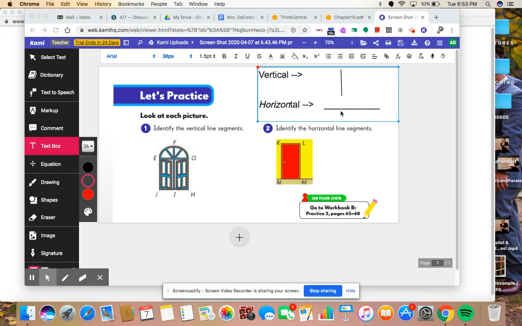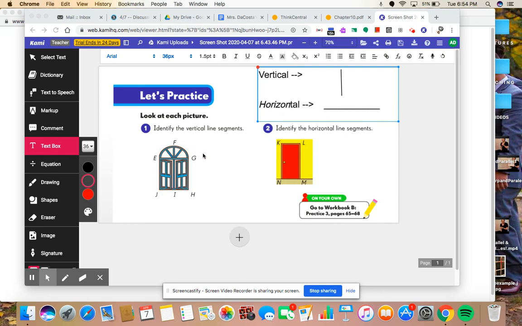And horizontal means that the line is going straight across. I italicized the word horizon and the word horizontal because horizontal lines go straight across, just like the horizon. Like if you're at the beach and you're looking out at the horizon, that line where the sky meets the ocean, that's a horizontal line. So vertical lines go up and down. Horizontal lines go straight across.